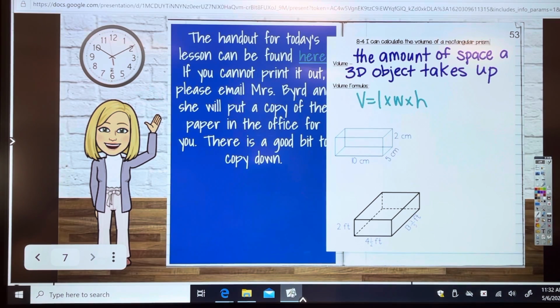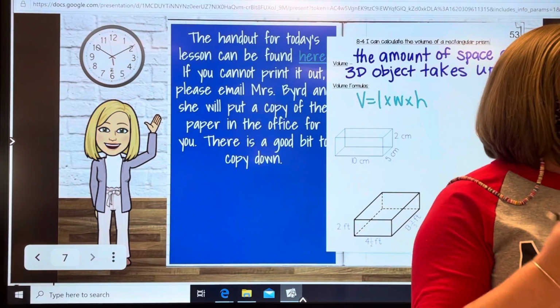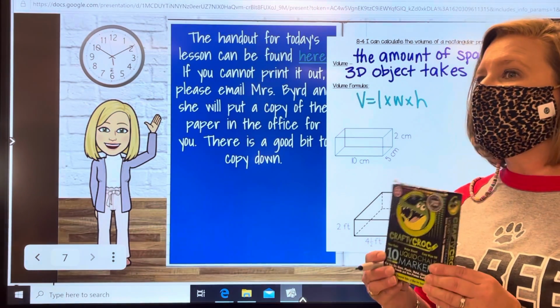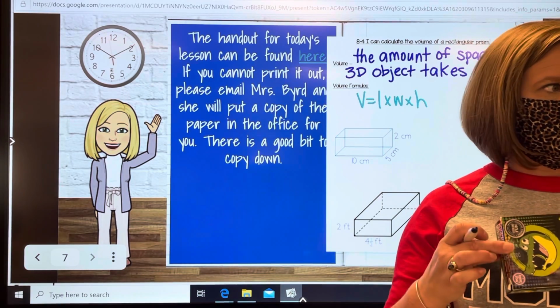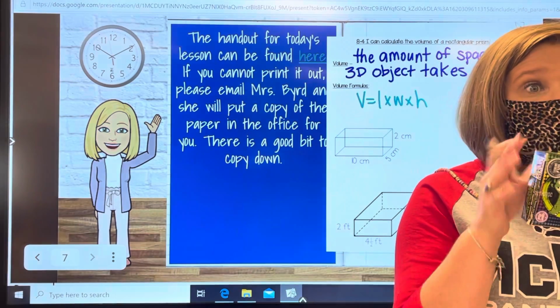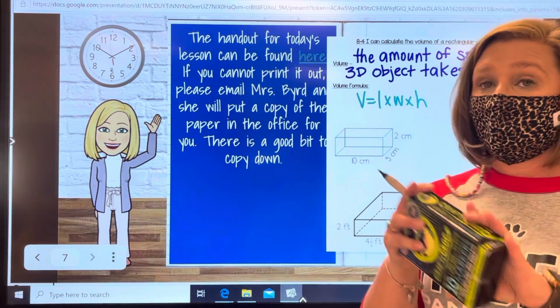Yesterday we talked about surface area. So I would want to know the area of each flat surface of this box. If I were figuring out the volume, I would be figuring out the whole space this box takes up, okay?